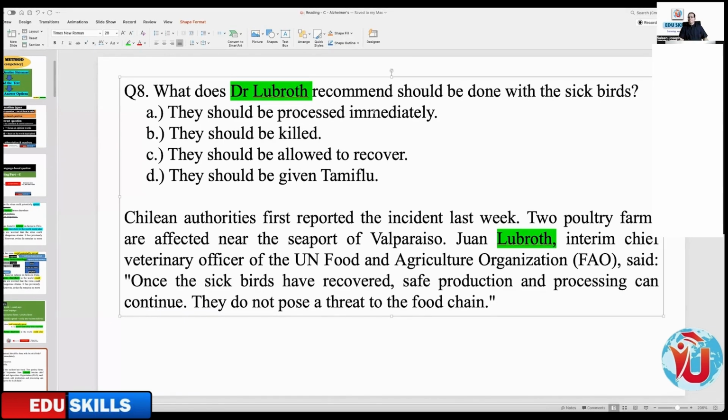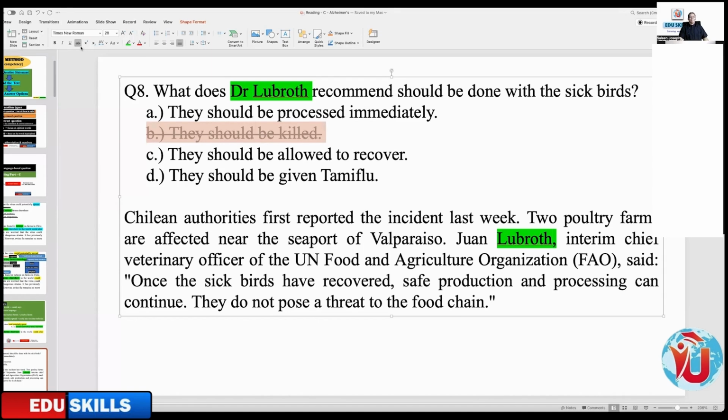So as I said, if there is a name, you have to immediately look into the name and just go to the name in the text. And you can also use some general common sense that you have. For example, it says, what does Dr. Labrath recommend should be done with the sick birds? If some bird is sick, normally what do you do? You kill them? We allow them to recover. Yeah, that is a normal thing, right?